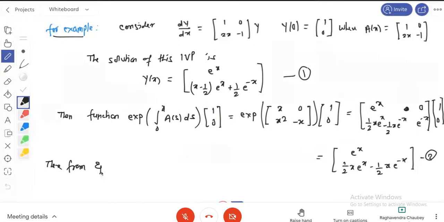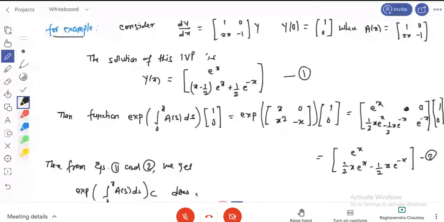Equation 1 and 2 we get this is exponential of this thing equals to that, and solution of this matrix is this thing. If we compare, these two are not same. That's why we say that this exponential of integral 0 to x A ds with arbitrary constant does not give the solution. Okay, so in general, this is true.